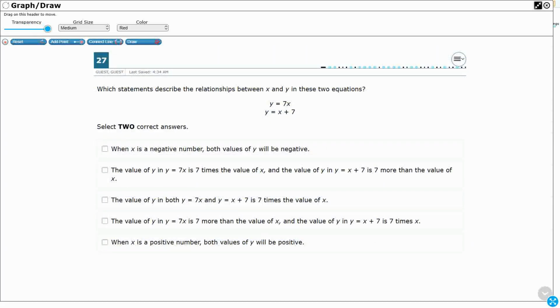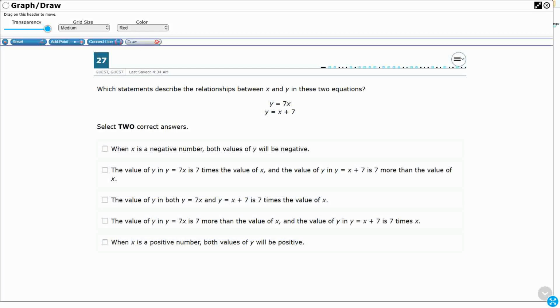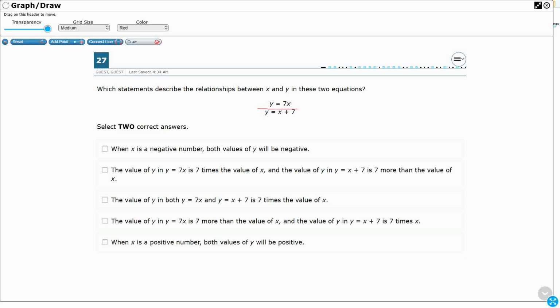So we need to find some statements that describe the relationship between these two equations. All right, so we've got y equals 7 times x. That's really what this is, 7 times x, and then this is really 7 plus x. It's x plus 7, but we know with the commutative property of addition, you can swap the order of the addends and the sum stays the same. So we're multiplying 7 times x and we're adding 7 to x, all right?